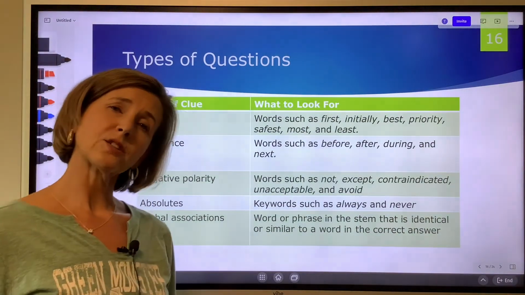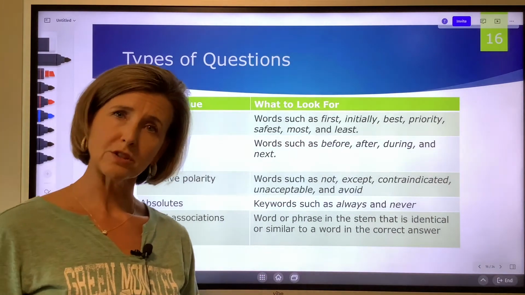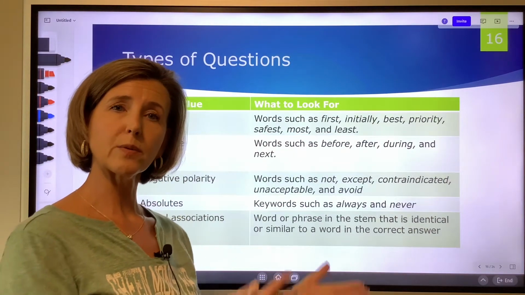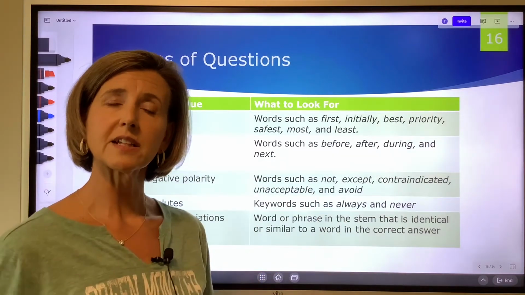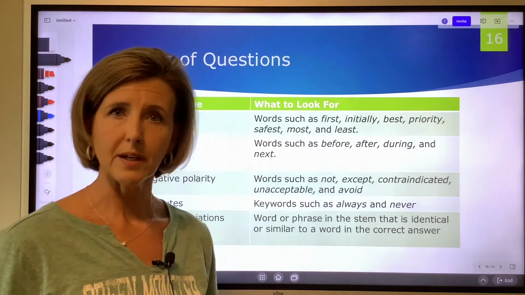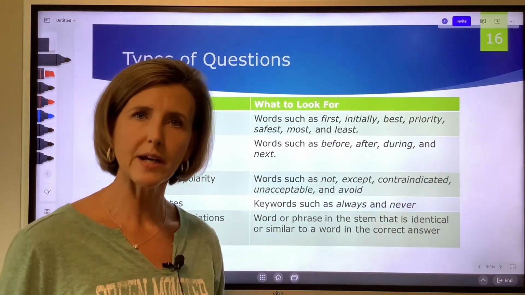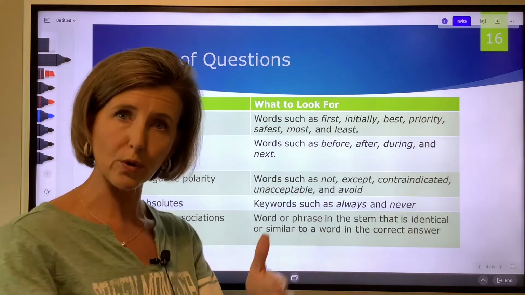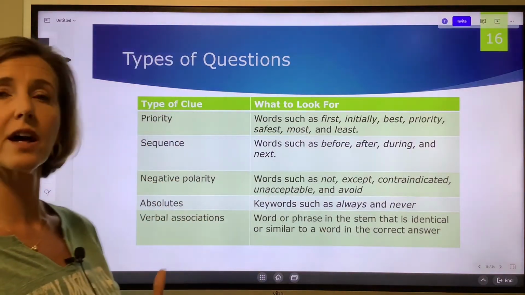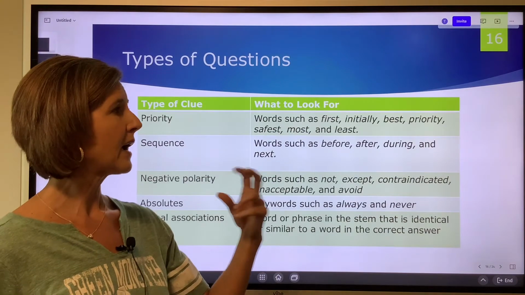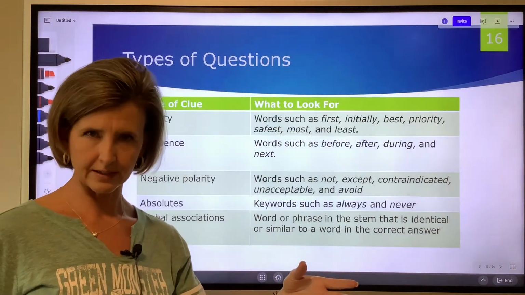We also like to ask sequence questions, because a lot of what we do as respiratory therapists revolves around a correct sequence of events. If we suction somebody, there's a correct order of the way we do that. When we stick for an ABG, there is a correct order of how we do that. So we ask for a lot of sequence type questions. Keywords there are before, after, during, next.